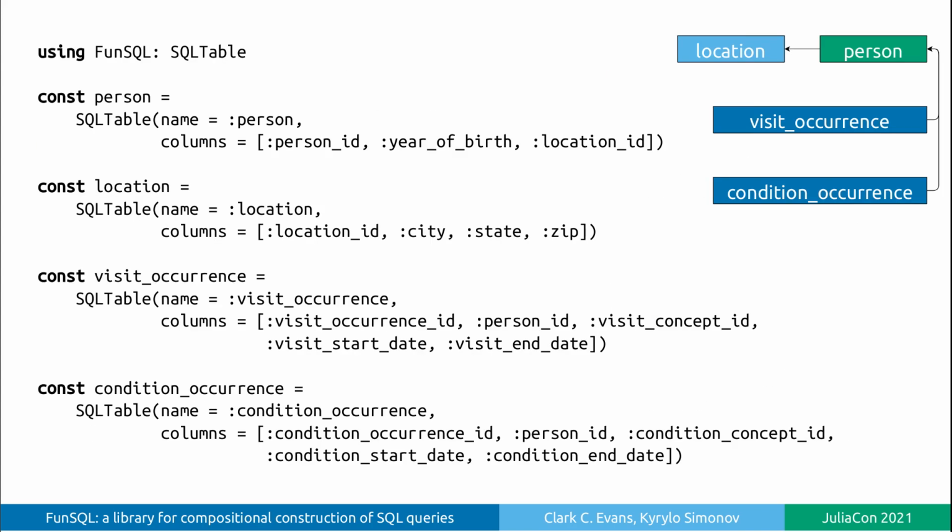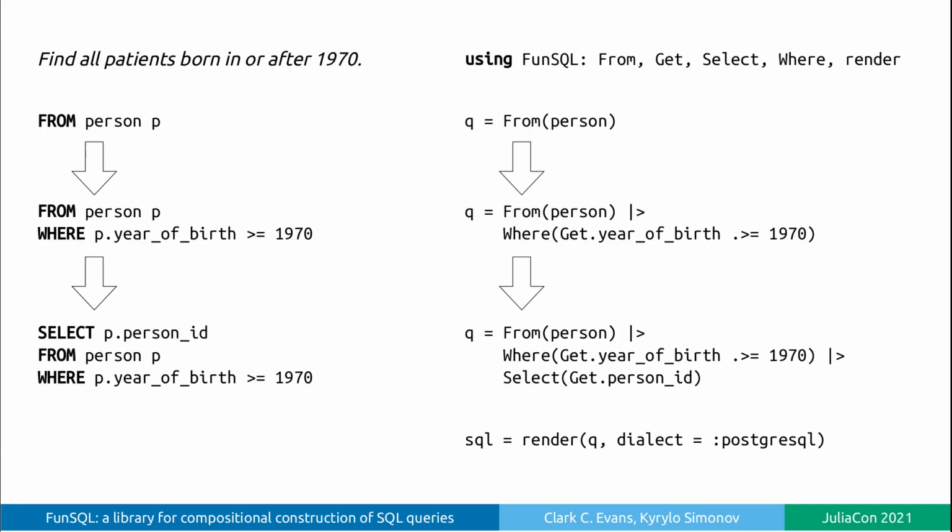Before we start constructing queries with FunSQL, we need to describe the database schema in FunSQL terms. For each table in the database, person, location, visit occurrence, and condition occurrence, we define a corresponding SQL table object, which encapsulates the name of the table and the list of available columns. Now we'll take a SQL query and show how to reconstruct it using FunSQL.